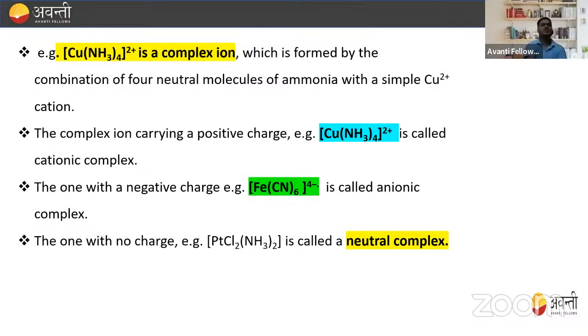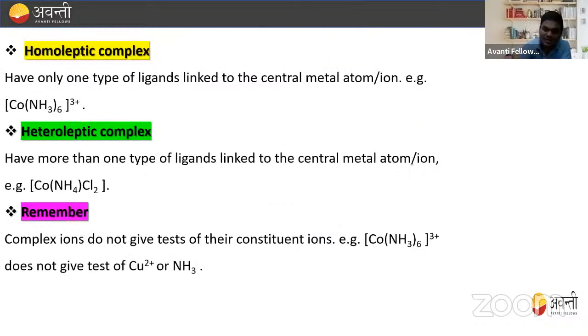The copper NH3 4 2+ is a complex ion which is formed by the combination of four neutral molecules of ammonia with the simple copper 2+ cation. And the complex ion carrying a positive charge is called cationic complexes. The one with the negative charge is called anionic complexes, right? And the one with no charge is called the neutral complexes.